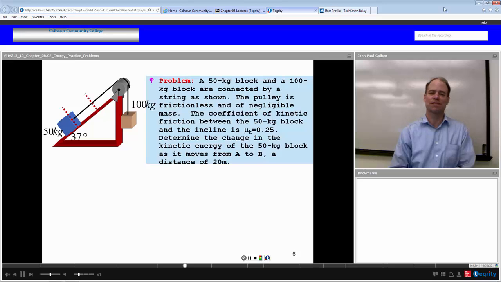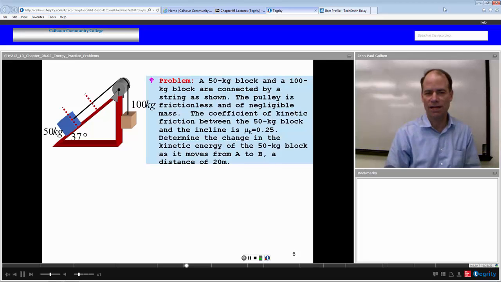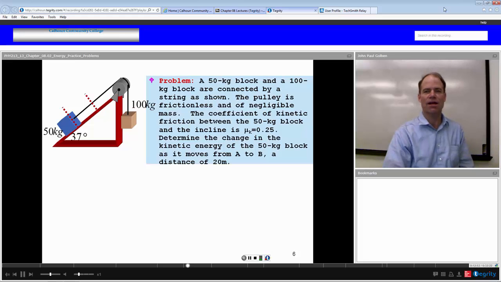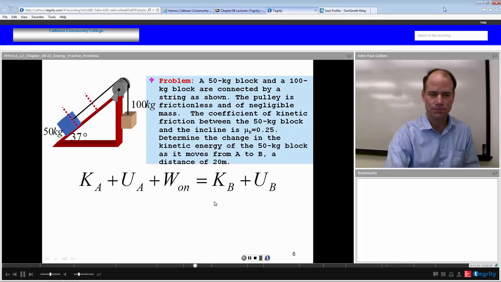Let's try another problem. See, these are all difficult situations dealt with rather easily using conservation of energy. A 50 kilogram block and a 100 kilogram block are connected by a string as shown. The pulley is frictionless and of negligible mass. The coefficient of kinetic friction between the 50 kilogram block and the incline is mu equal to 0.25. Determine the change in the kinetic energy of the 50 kilogram block as it moves from A to B, a distance of 20 meters. Well, if we're dealing with energy, we have to deal with the whole system. So let's try that.